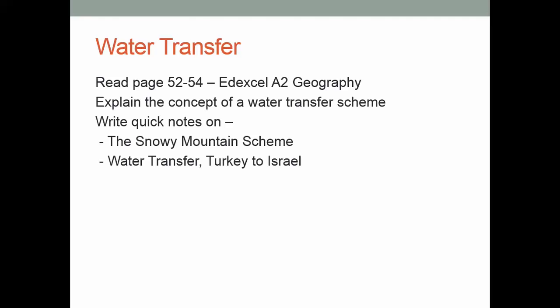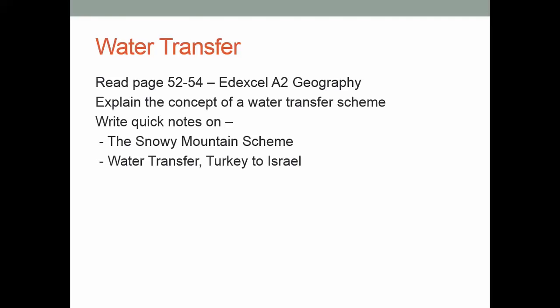Now, the first thing to do is to come up with a concept of a water transfer scheme. It's a pretty simple concept: it's the movement of water from an area of surplus to an area of deficit. Now, I'm going to want you to look at three different examples, so you've got three different case studies.